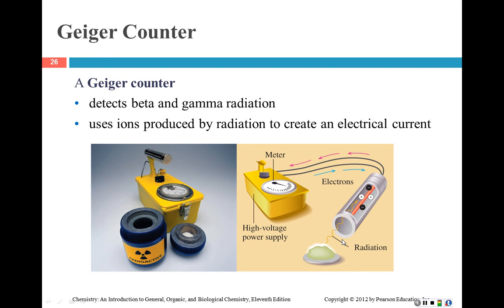So you've probably heard of a Geiger counter, and a Geiger counter is an instrument that detects beta and gamma rays. We're not so worried about alphas. It uses ions produced by the radiation, and it produces an electrical current that is a flow of electrons, and then that allows us to pick up the radiation and convert that into a number so that we can figure out what that is. And just like with most instruments, you're going to have some standardized radioactive source where you can make sure that it's reading correctly.